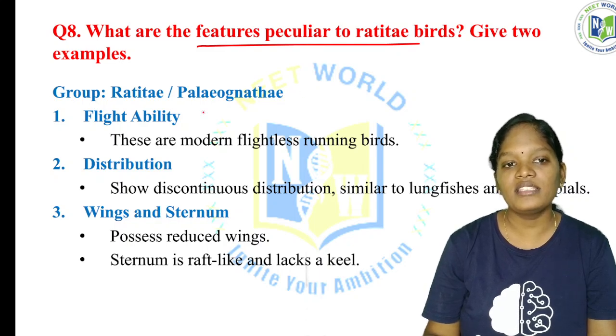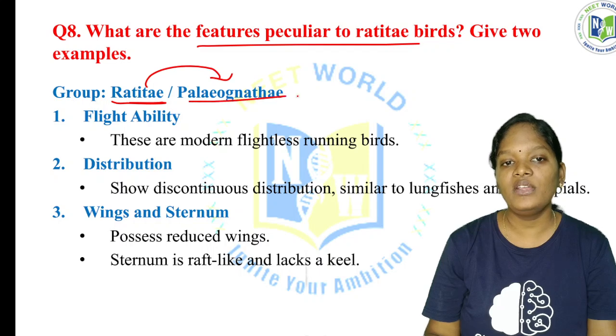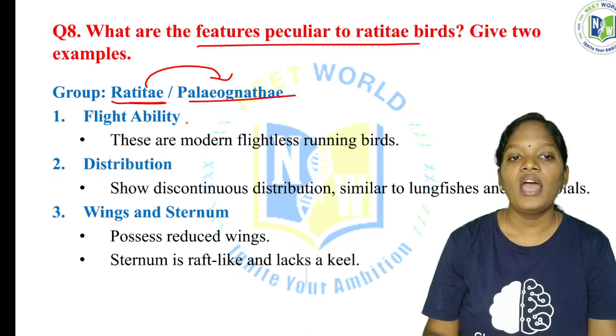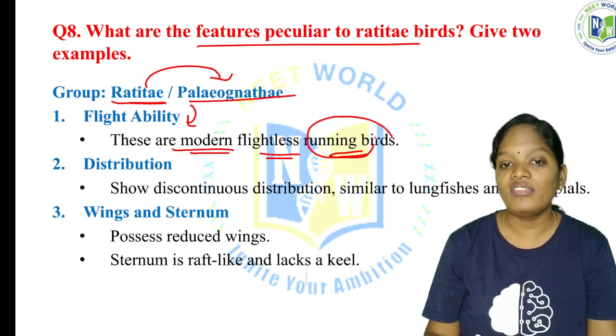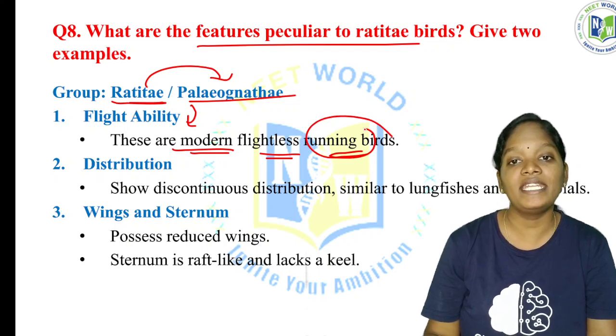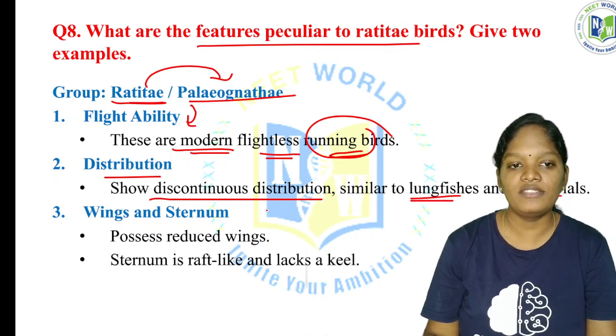Ratite birds, that is flightless birds. Okay, ratite, it is technically called Palaeognathae. What will be their flight ability? These are modern flightless running birds. They are not flight birds, they are flightless birds. That is why we are calling them ratite birds. Okay, how are they going to be distributed? They show discontinuous distribution similar to lungfishes and marsupials. So this is how they are distributed around the globe.